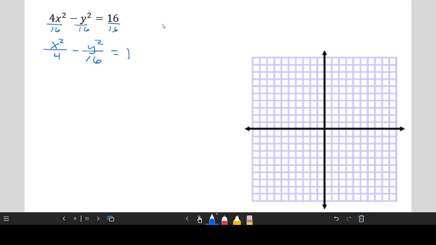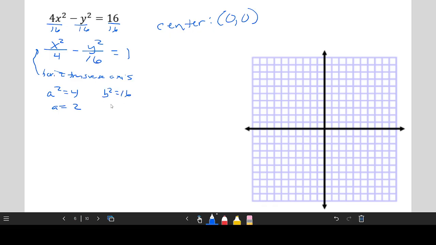The center is probably the first thing you want to find. The center is going to come from the numerators. We have x minus 0 and y minus 0 inside the squaring, so our center for this one is 0, 0. And since the x term comes first, we have a horizontal transverse axis. And a is going to be the square root of 4. A squared is 4, so a is 2. And then b squared is 16, and so b is 4.